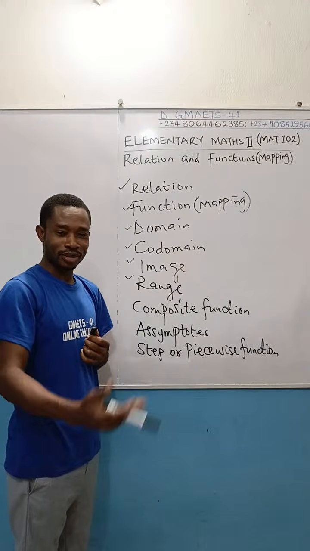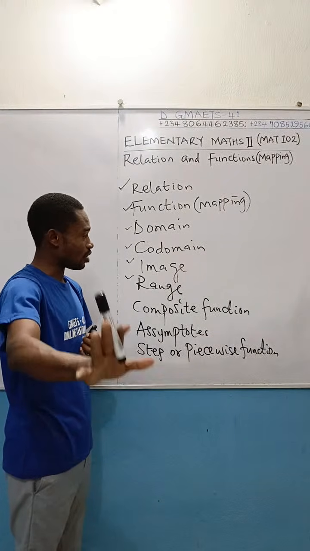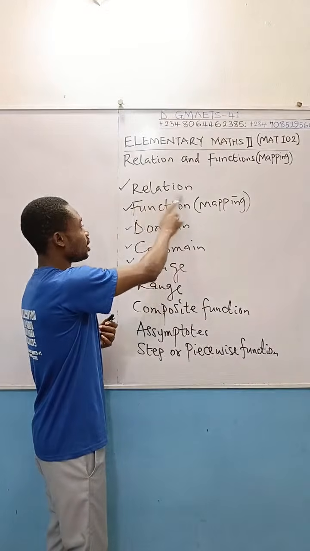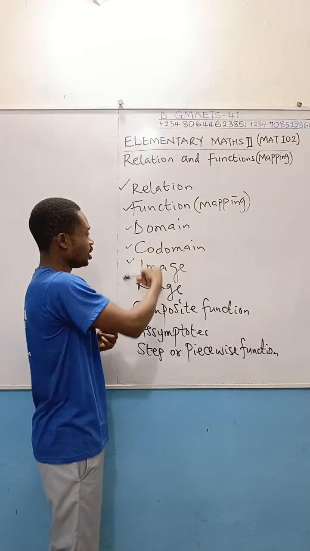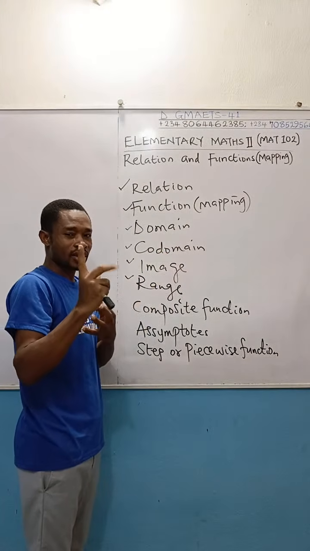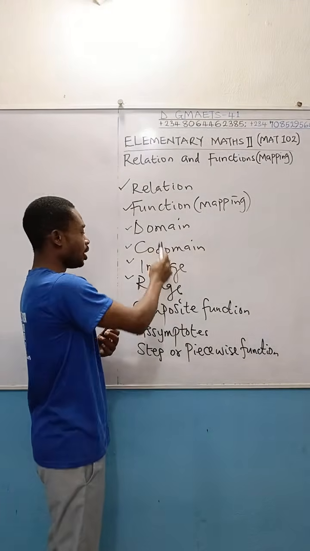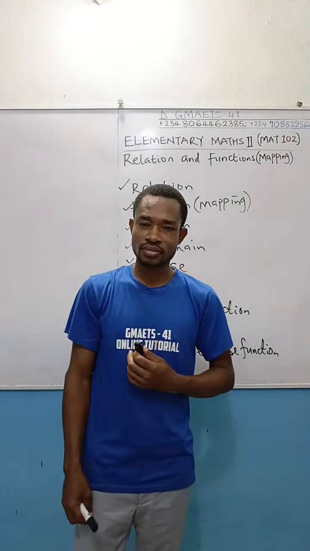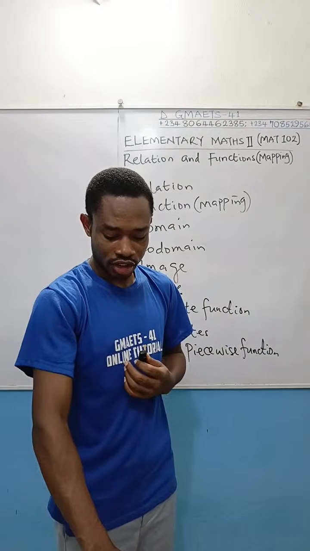Invertible, injectable, right? But don't worry, we'll deal with all of those. Today, we will look at the concept of relation. We'll talk about function. Then within it, we'll look at one aspect, part one aspect of domain, codomain, image, and range. Let's define what relation is. What is a relation?